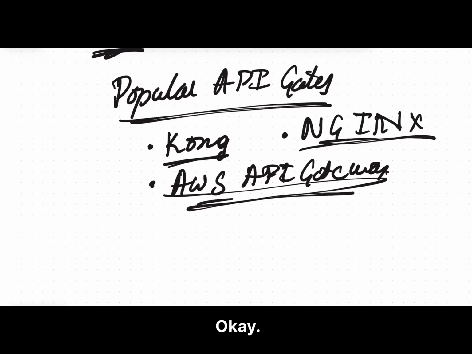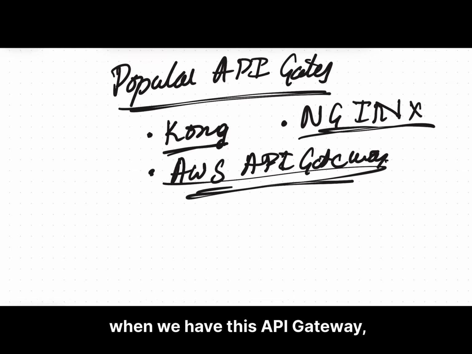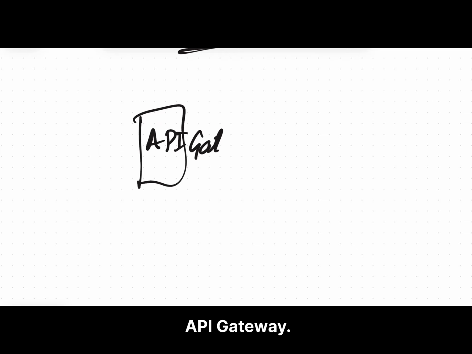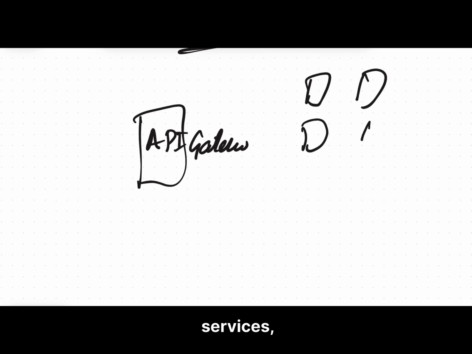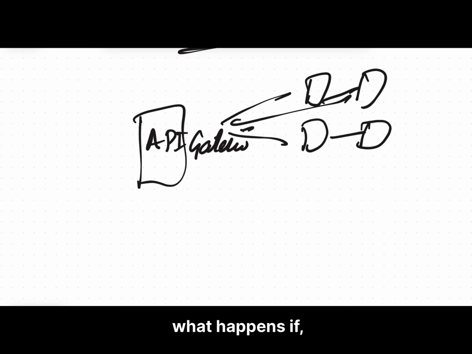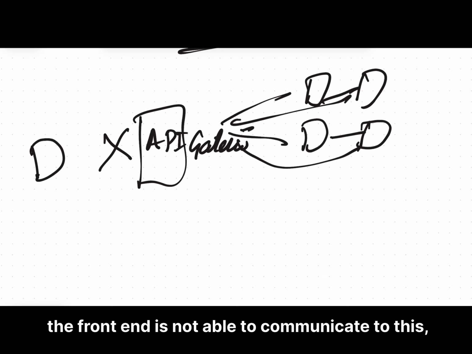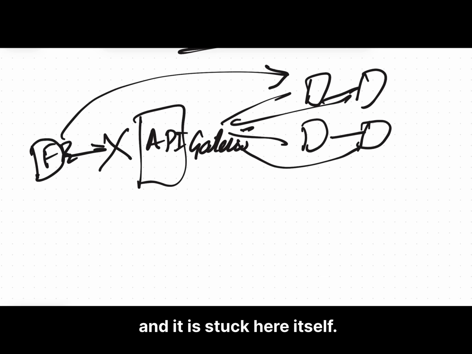Okay. See, when we have this API gateway, everything is dependent on this single service, API gateway, and here come the services. What happens if API gateway goes down? So this is the biggest problem, right? The front end is not able to communicate to this, and it is stuck here itself.